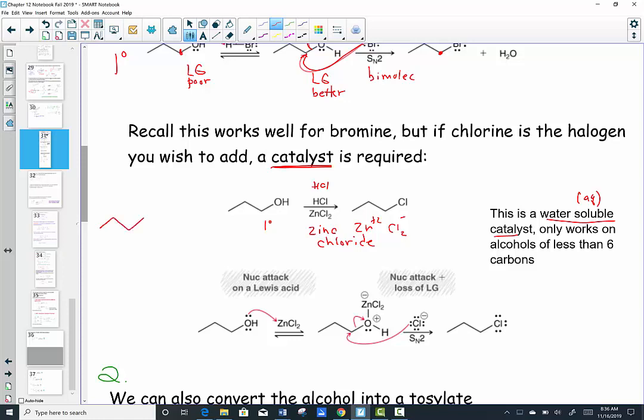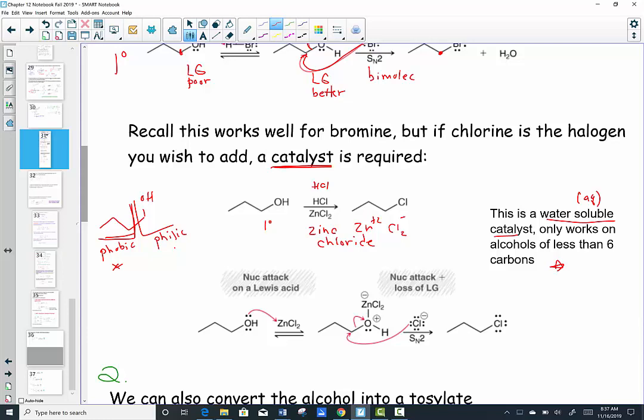And if we have a short chain, such as less than 6 carbons, we would say that the hydrophobic end, and we labeled this the hydrophilic end, water loving, water hating. And if this tail is short enough, we can get it to be water soluble. So this technique is only good to deliver a chlorine on an alcohol of less than 6 carbons. At about 6 carbons, you're getting to where it's slightly soluble but difficult to get into solution.